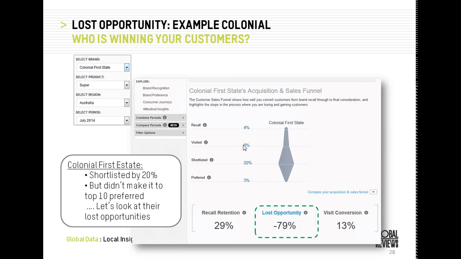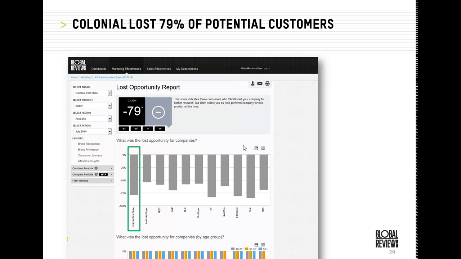So let's look at the lost opportunity that happened to Colonial. If we go through the lost opportunity report, you will see all the brands and which ones have lost how many from shortlisting to preferred. I'd like to point out that apart from Colonial, we also have BT and ANZ with quite a high attrition. This is really a great management tool for stickiness and attrition or attraction, to try to understand what's happening.